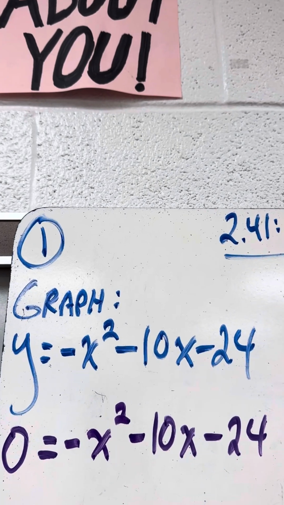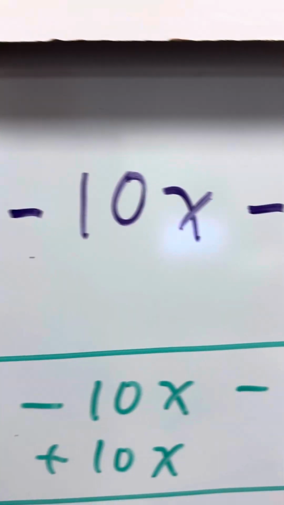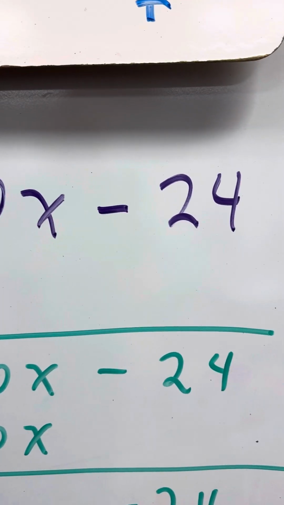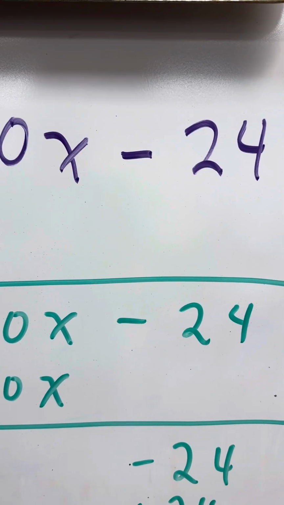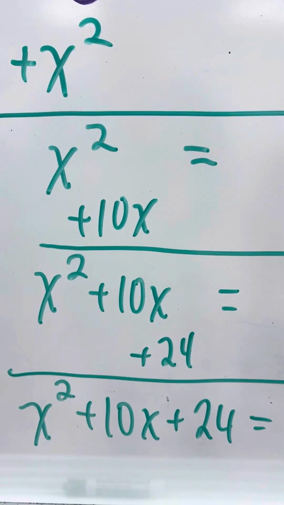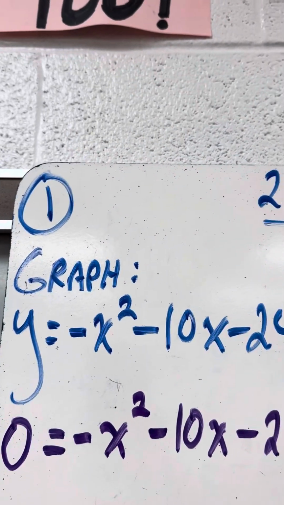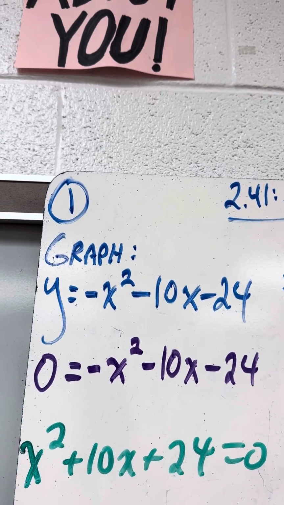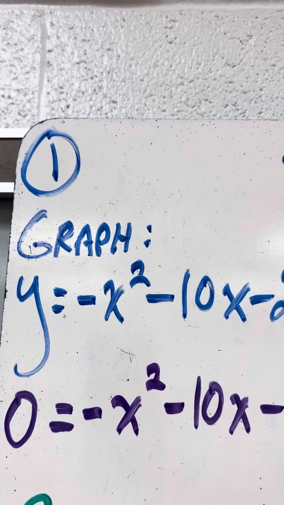Now look, it's annoying to try to factor this when you have negative x squared. So here's what we're going to do. We're going to take negative x squared minus 10x minus 24 and add x squared to both sides, and we get x squared equals negative 10x minus 24. We add 10x to both sides: x squared plus 10x equals negative 24. We add 24 to both sides: x squared plus 10x plus 24 equals 0. Do you see what happened here? We went from negative x squared minus 10x minus 24 to positive x squared plus 10x plus 24 equals 0. So if you have a negative x squared, let's just change all the signs when it's equal to 0.